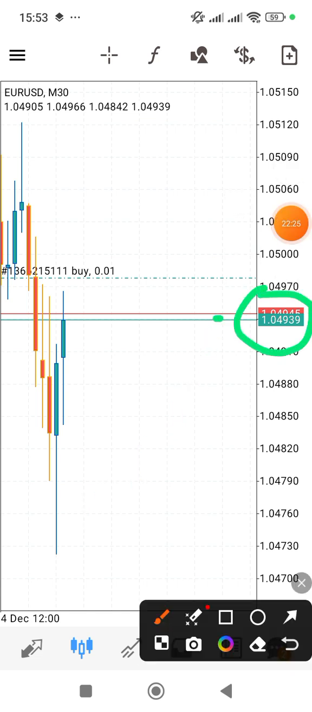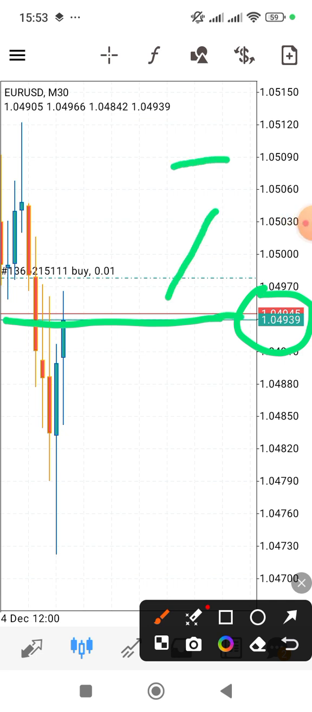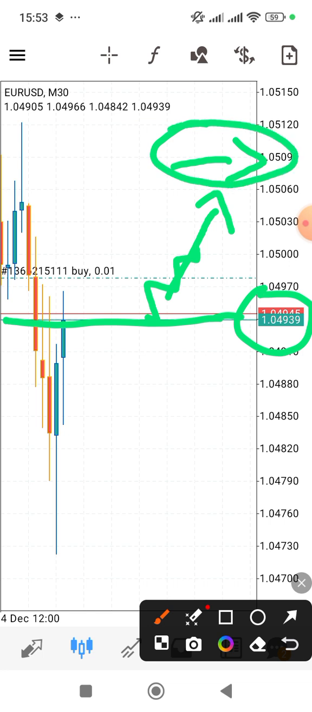Price is here now, and I bought here. As I bought, I expect it to go up, so I can just say, when it gets to this point, take my profit for me. So take profit is the predetermined price at which I want to leave the market with my profit. Stop loss is a predetermined point where you want to exit a losing trade.